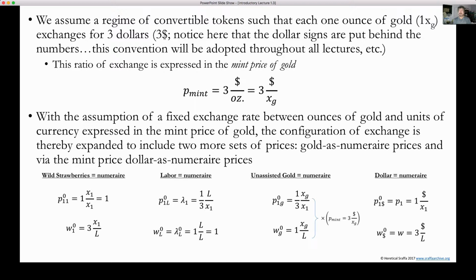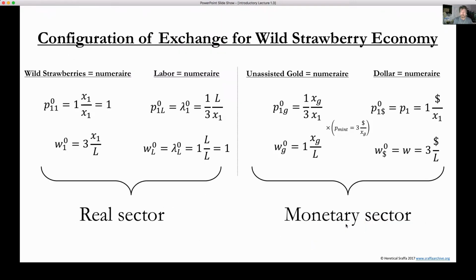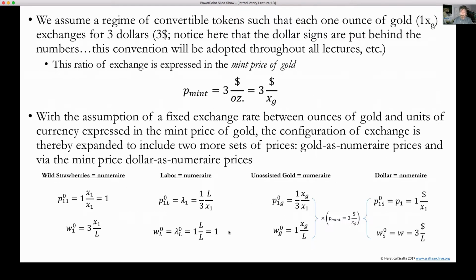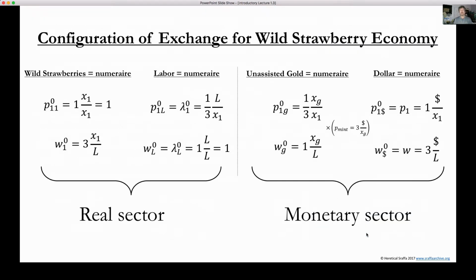We reproduce it here. All right, well, we have this here before I move on. Your unassisted gold is going to be assessed to the mint price, and that gives you your dollar expression. Okay, I reproduced this here. This is going to be the configuration of exchange for the wild strawberry economy.